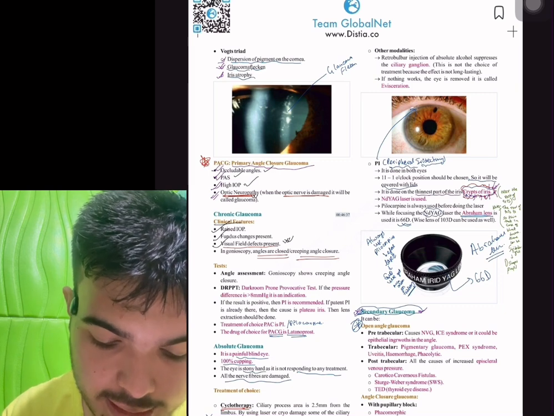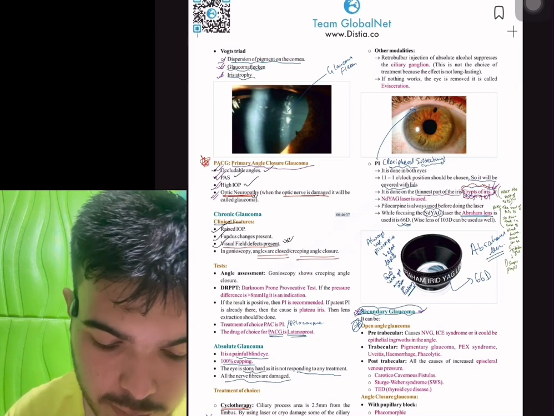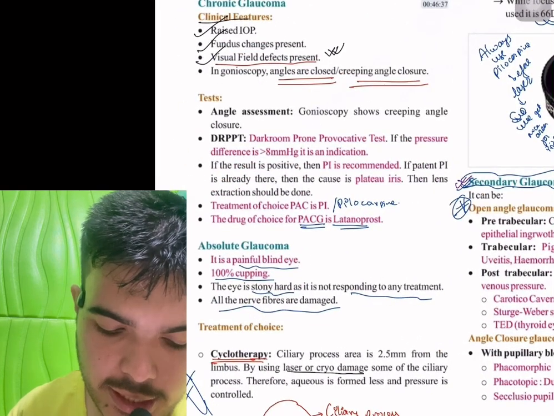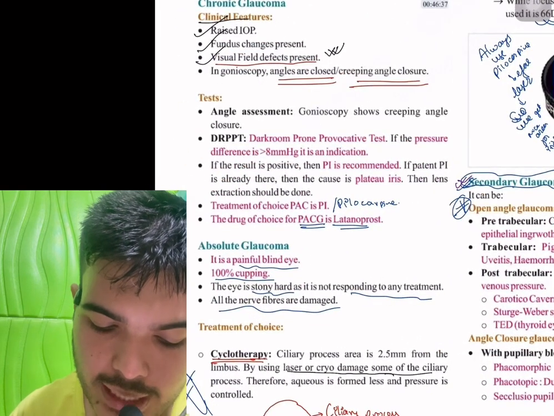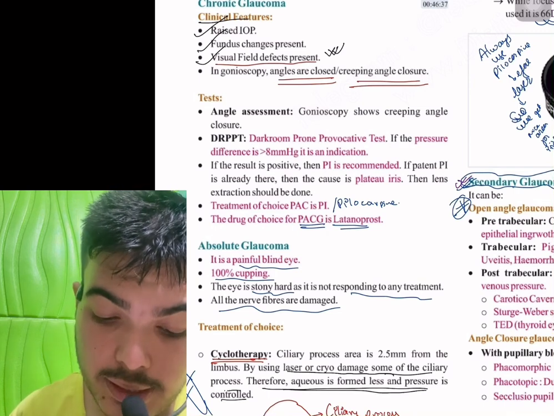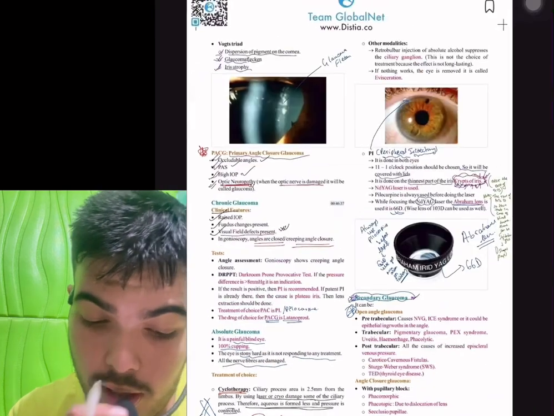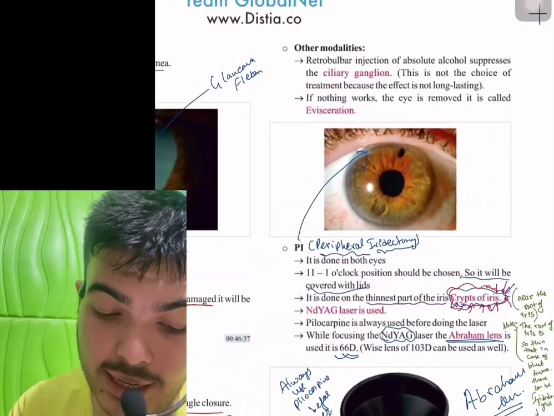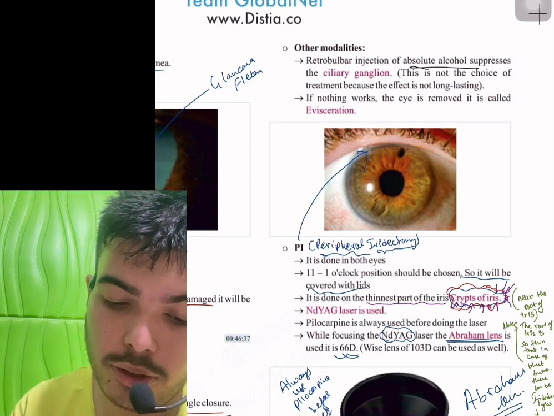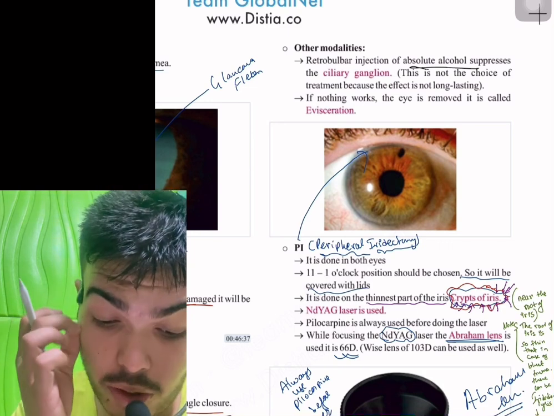And what you need to understand is cyclotherapy is given 2.5 millimeter from the limbus by using laser or cryotherapy. It damages the ciliary process, therefore the aqueous is formed less and pressure is controlled. So it's 2.5 millimeter from the limbus, okay? Retrobulbar injection of absolute alcohol could also be given in absolute glaucoma, but now it's not done.